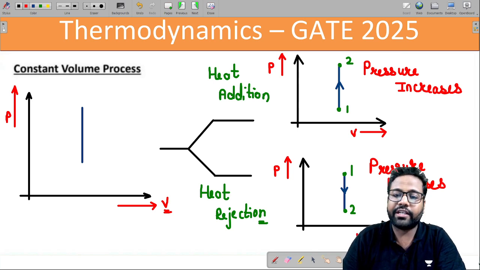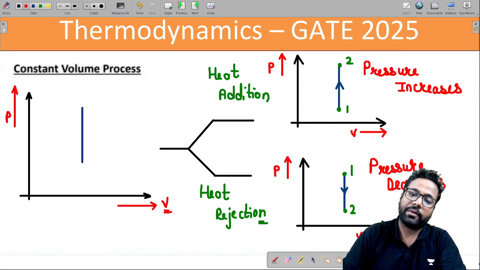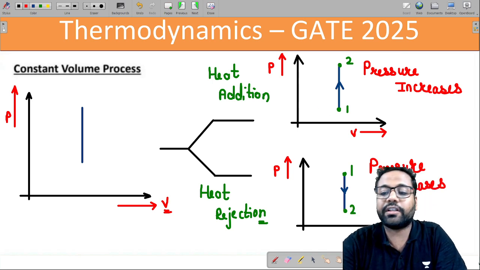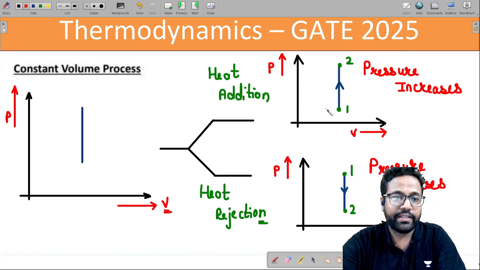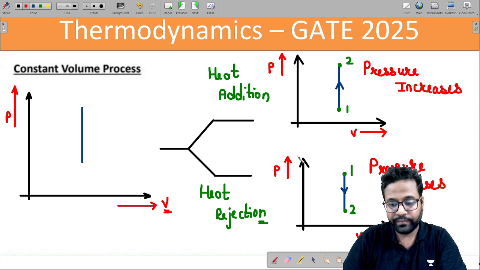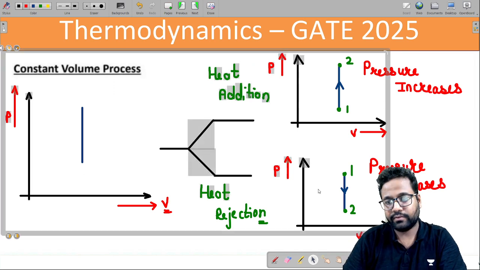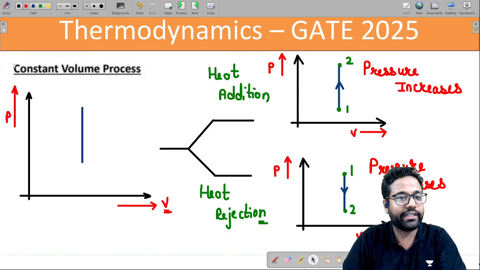And for the heat rejection process, sir, the arrow will be pointing vertically downward as the pressure decreases. Is this clear, bacha? Then, sir, we will draw this onto the VT diagram पे बने. So let me just select all these completely. रुको, I'll select this in parts.